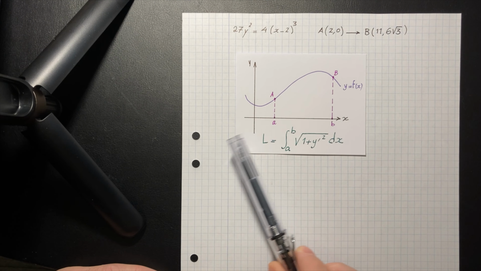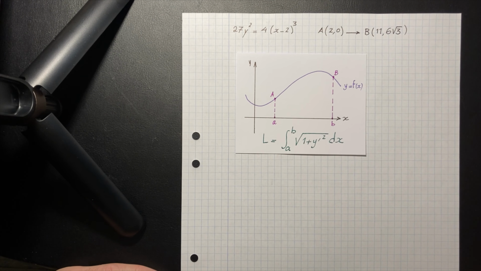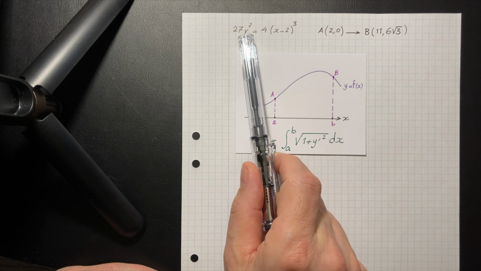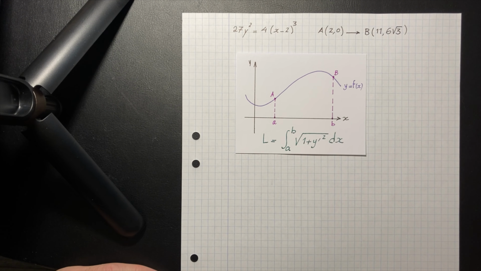In this formula, as you see, the lower limit a is the x-coordinate of the initial point A where you start from, and b is the x-coordinate of your final point on the curve, and this is y prime squared, which is the derivative of your function squared. But in this problem, as you see here, y is not defined in terms of x explicitly.